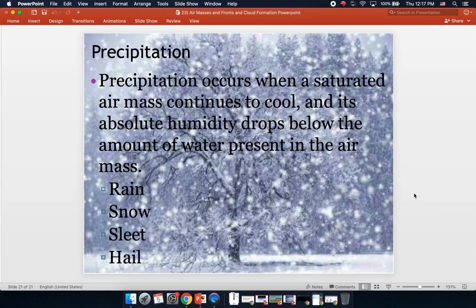And by the way, if you're having trouble with that absolute humidity, relative humidity explanation, please send me an email, or I can give you a call or something like that, because that is a little difficult to understand. I can help with that.